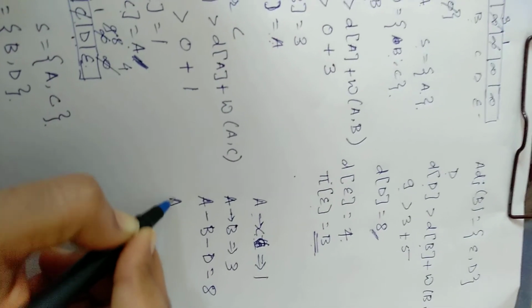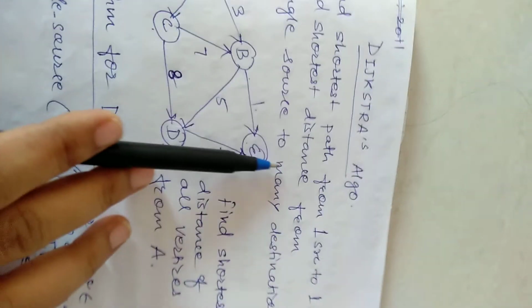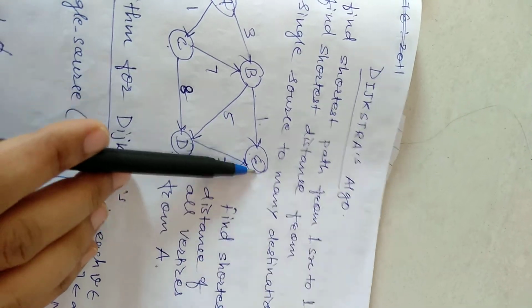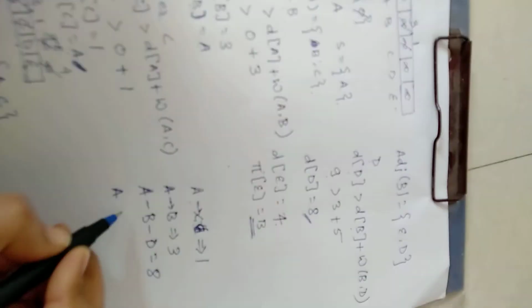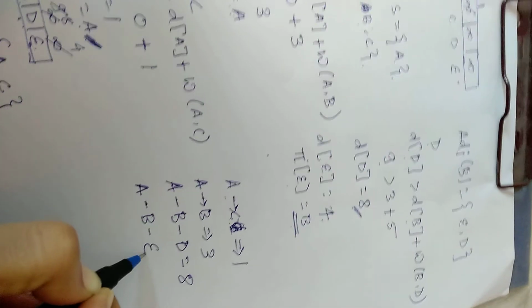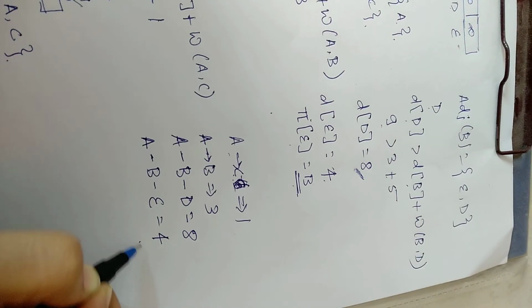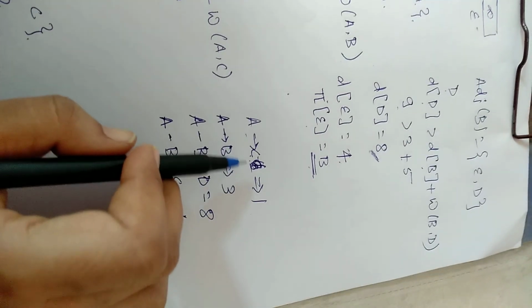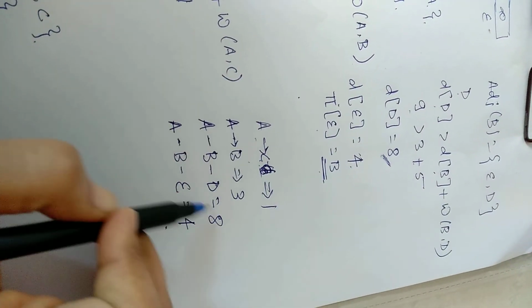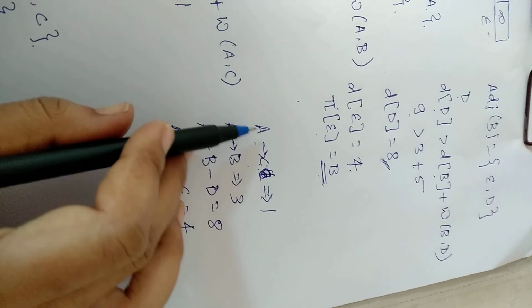And now we are left with E. If you are observing, E's parent is B. So shortest distance of E will be 3 plus 1, that is 4, via intermediate vertex B. So this is the final answer of Dijkstra's algorithm, where we have found out shortest distance of all the vertices from source A.